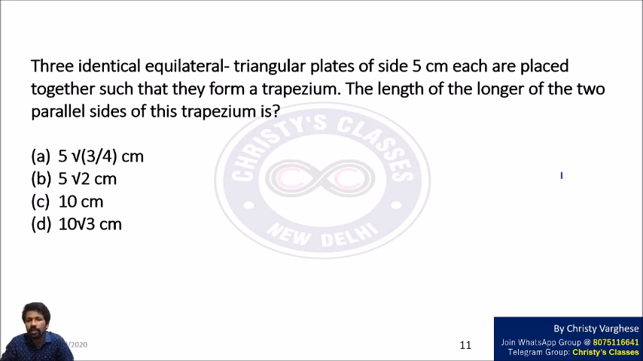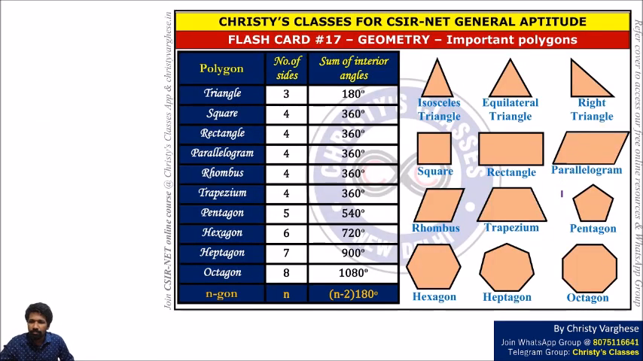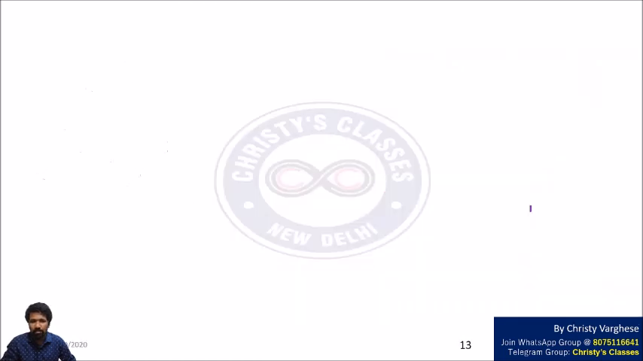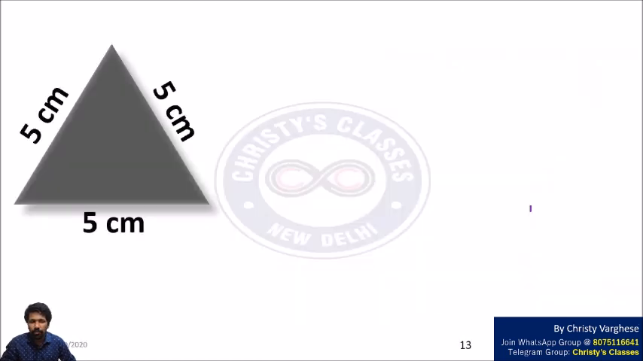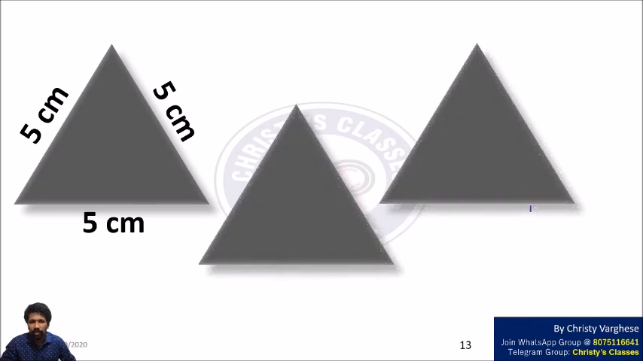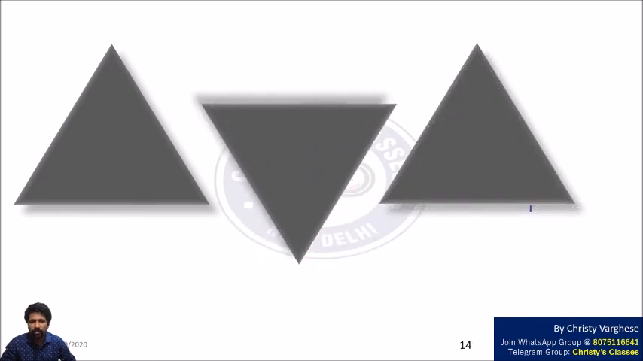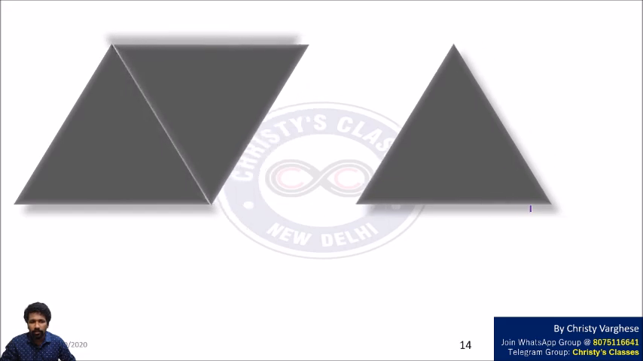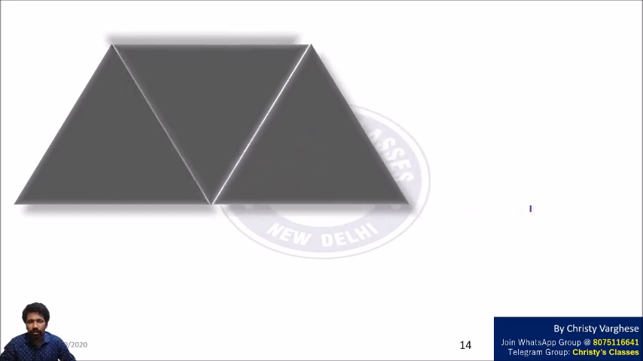Three identical equilateral triangle plates of side 5 cm are placed together such that they form a trapezium. So you have to imagine how three equilateral triangles can be placed to form a trapezium. For that, first you should know what a trapezium is, which we discussed already. Definitely you can do it like this: 1, 2 and 3. If this is one equilateral triangle with all sides 5 cm, and another, if you just invert this and join them like this, this will give you a trapezium. So that is the idea.